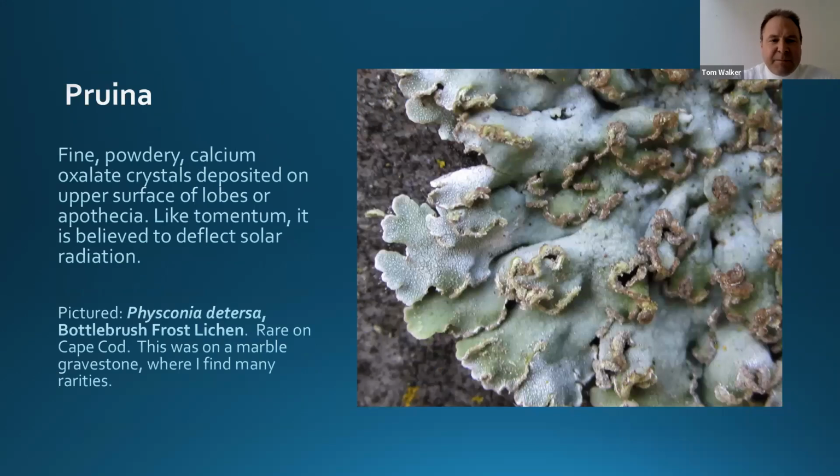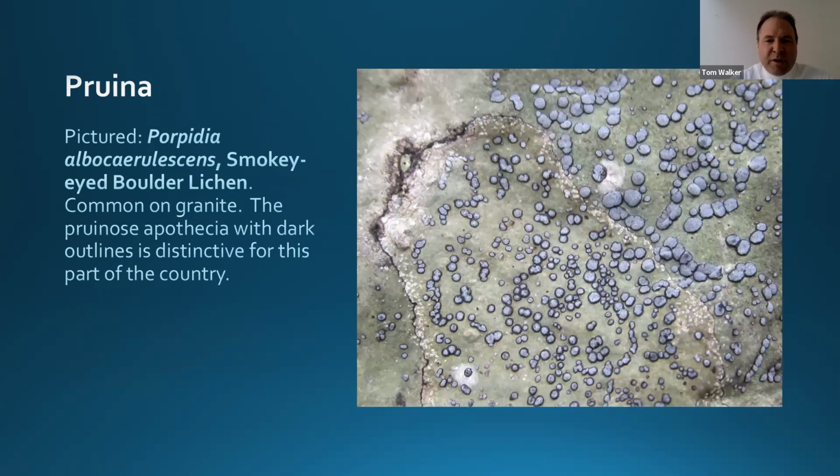Pruina is a fine powdery calcium oxalate crystal deposited on the upper surface. And like tomentum, it is believed to deflect solar radiation. You can see it has a frosted look on the tips of this lichen. Here's an example of pruina on the fruiting bodies, the apothecia. So this is smoky-eyed boulder lichen. Those fruiting bodies, all those little dots, are actually close to the color black, but it's pruina all over the surface that gives them this frosted color.